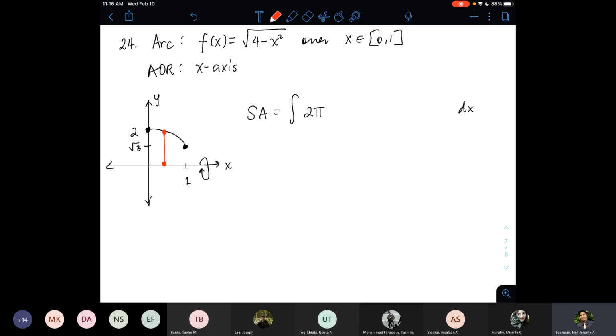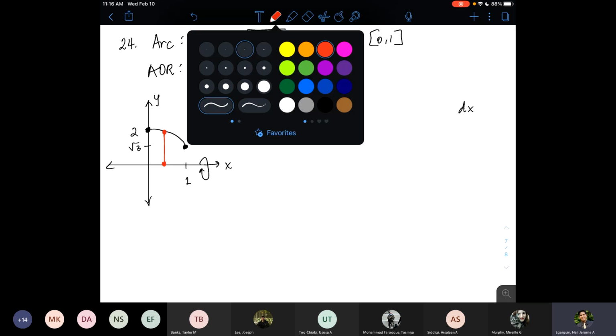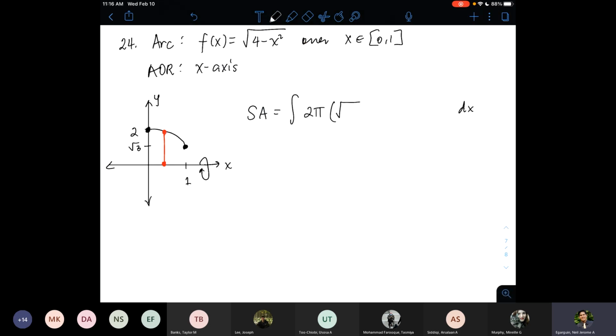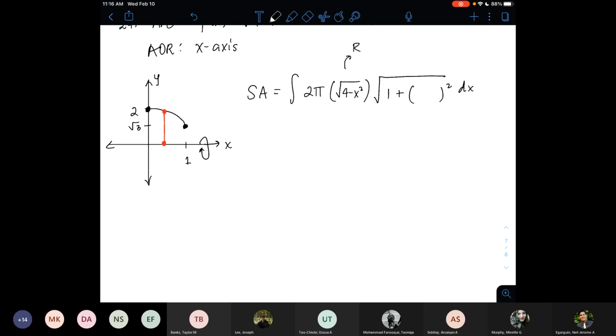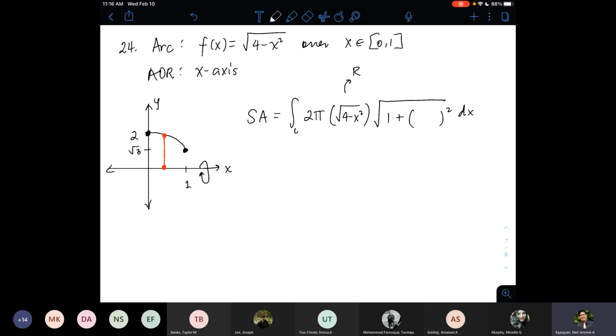And what would that be? Well, it would be top minus bottom, right? The top function is root of 4 minus x squared, minus 0. So that would be our radius. And then we'll need the integrand for the arc length. It would be the square root of 1 plus the derivative squared, dx. And what are the bounds? The bounds would be from 0 to 1, because our arc goes from x equals 0 until x equals 1.